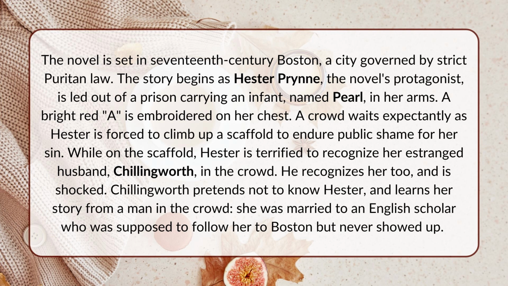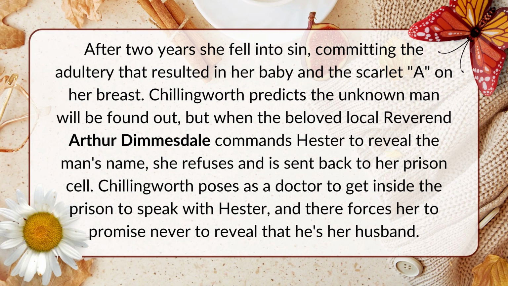She was married to an English scholar who was supposed to follow her to Boston but never showed up. After 2 years she fell into sin, committing the adultery that resulted in her baby and the scarlet A on her breast. Chillingworth predicts the unknown man will be found out, but when the beloved local Reverend Arthur Dimmesdale commands Hester to reveal the man's name, she refuses and is sent back to her prison cell.